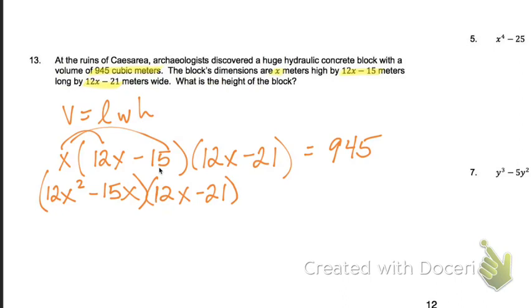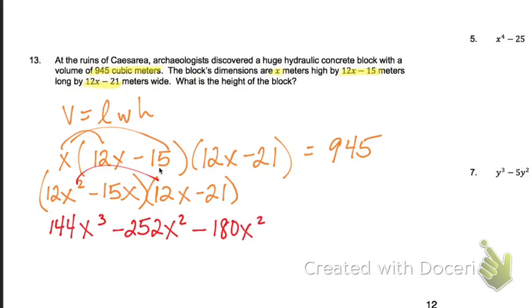Now I'm going to distribute 144x cubed minus, I don't know what 12 times 21 is. Will someone do that for me? 252 minus, what is 15 times 12? 180 x squared plus 15 times 21. Do we already do this? No. 315x equals 945.